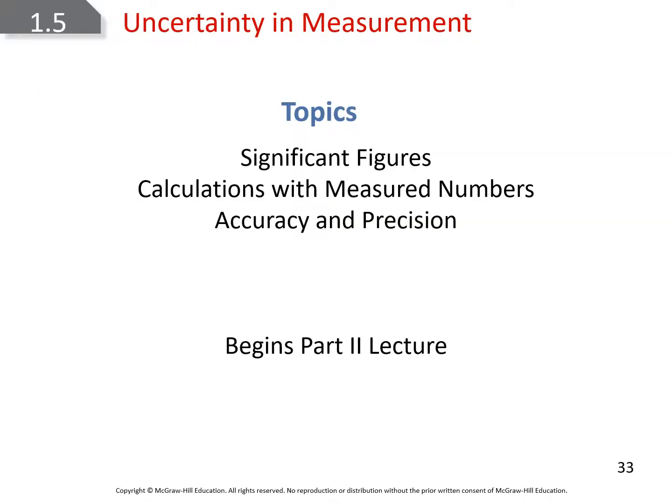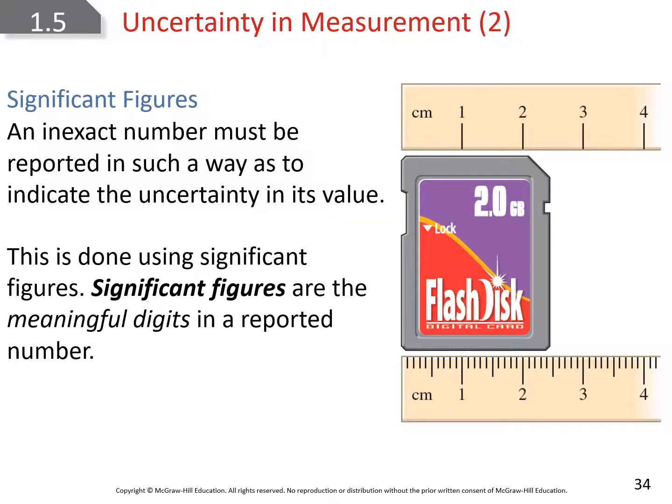For part 2 of the Chapter 1 lecture, we're going to be talking about significant figures, calculation with measured numbers, accuracy, and precision. When we talk about significant figures, we are talking about a measure of accuracy in measurement.